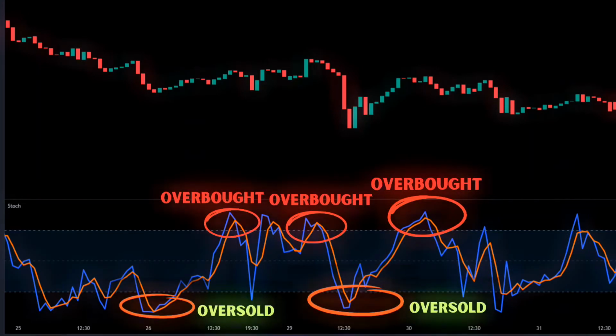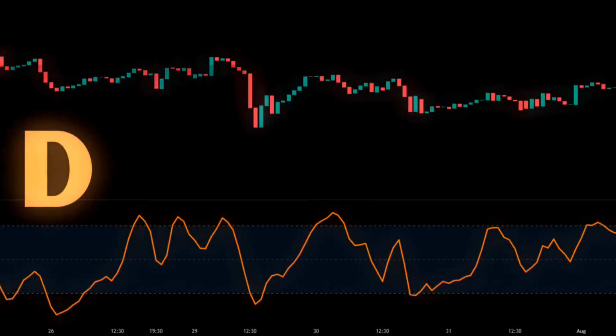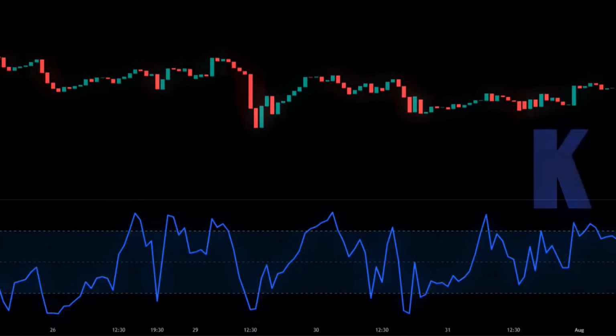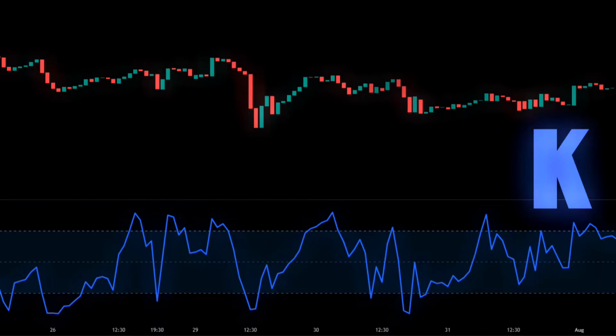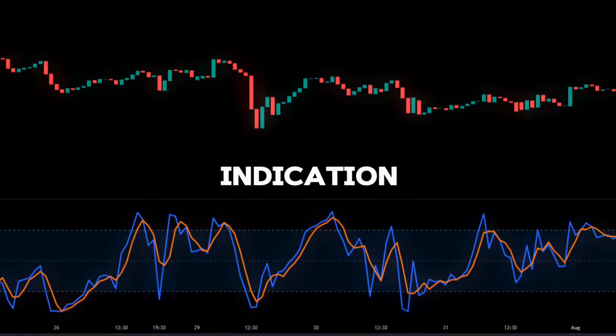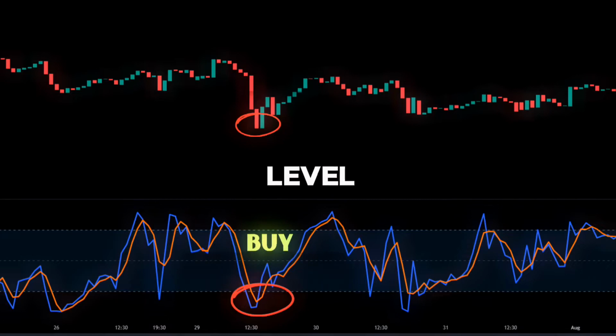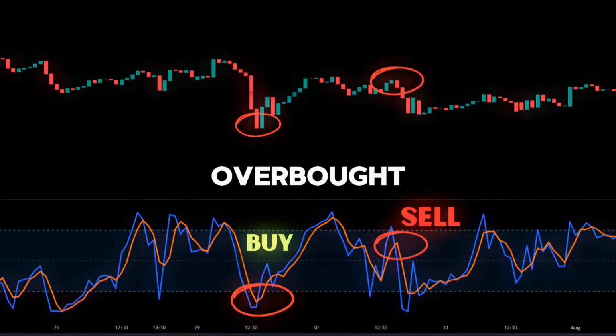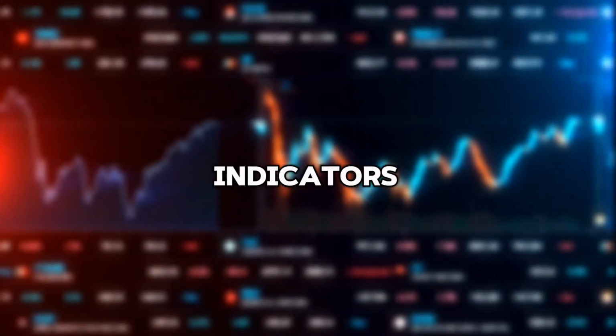It is made up of 2 lines: the orange line, known as the D, and the blue line, known as the K. When traders use this indicator, one of the most frequent mistakes they make is to trade the stochastic on its own. As a result, they buy when the indicator reaches an oversold level and sell when it reaches an overbought one. You will get a very low win rate if you continue to use the indicator in this manner. To further validate your analysis, you must instead combine the stochastic with other indicators.